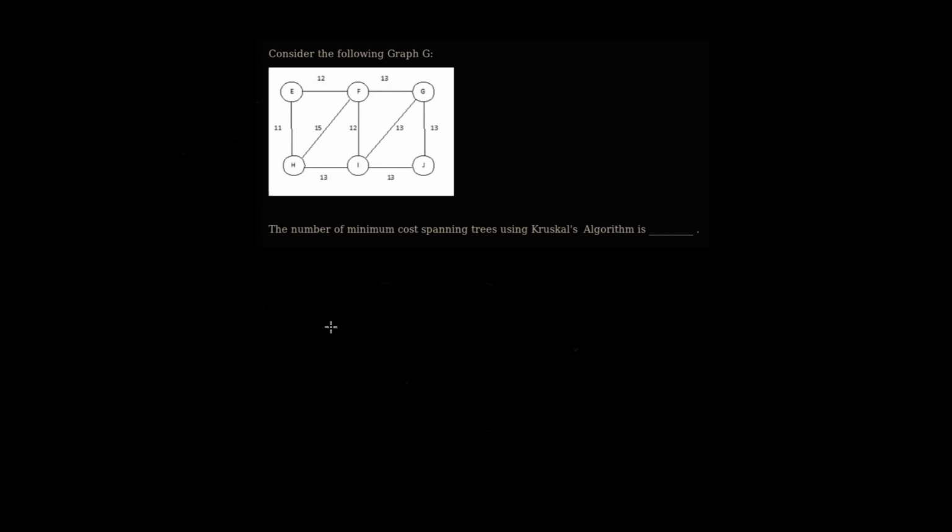The question asks: consider the following graph. The number of minimum cost spanning trees that can be made using Kruskal's algorithm is. As we can see, the graph consists of 6 nodes. According to Kruskal's algorithm, we just go with the minimum weight edge first. So just look at this one from E to H.